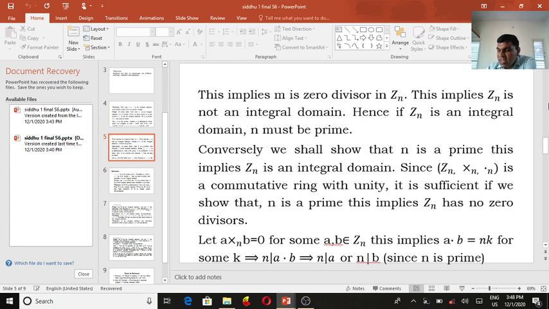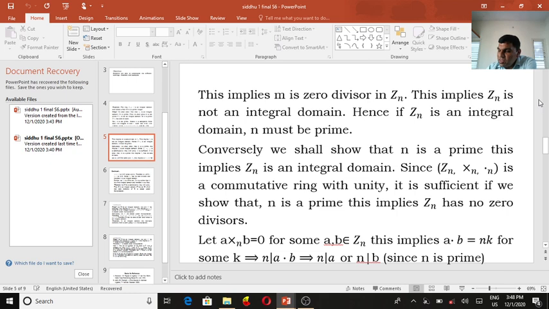No zero divisor means: A not equal to 0, B not equal to 0, the product AB not equal to 0. So let A not equal to 0, B not equal to 0, and suppose AB equal to 0, for some A and B elements in Zn.